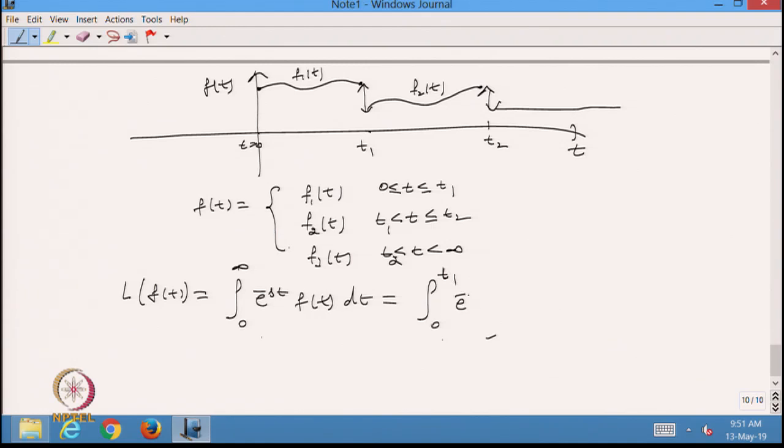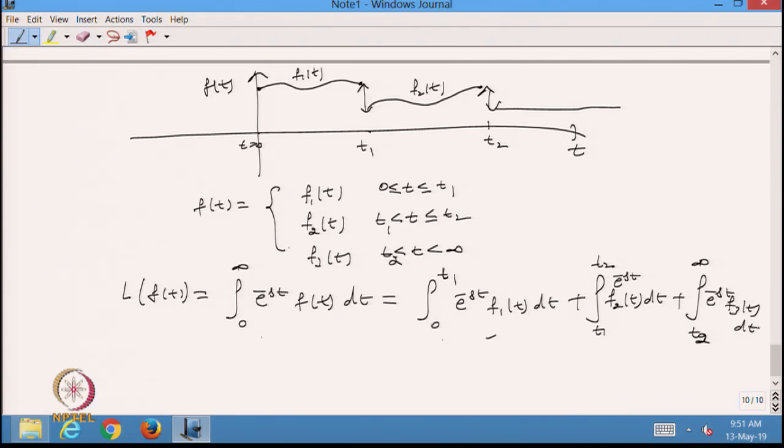So, this will be the integral of e raised to power minus s t f1 t dt, plus the integral from t1 to t2 of f2 t dt, plus the integral from t2 to infinity of f3 t dt. So, in fact, I am able to define the Laplace transformation for any piecewise continuous function which has jump discontinuities, and that are finite in number.